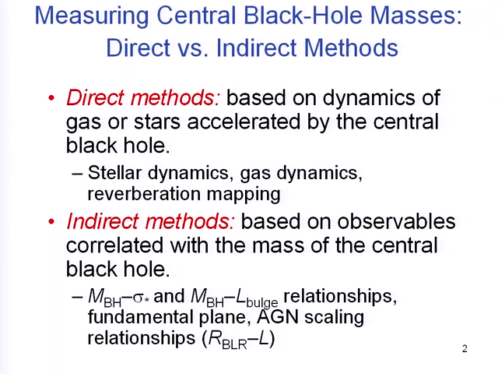All right. So the first thing I want to do before I get started is draw a distinction between direct methods and indirect methods of measuring black hole masses. The direct methods are based on the dynamics of gas or stars that are accelerated by the central black hole. These include stellar dynamics, gas dynamics, and reverberation mapping. Then there are also indirect methods, based on observables that are correlated with the mass of the central black hole. We usually don't call these measurements, we call them estimates, and they include the M-sigma relationship, the relationship between black hole mass and bulge luminosity, the fundamental plane, or the radius-luminosity relationship, which Juna talked about, and I'll have a few words on later.